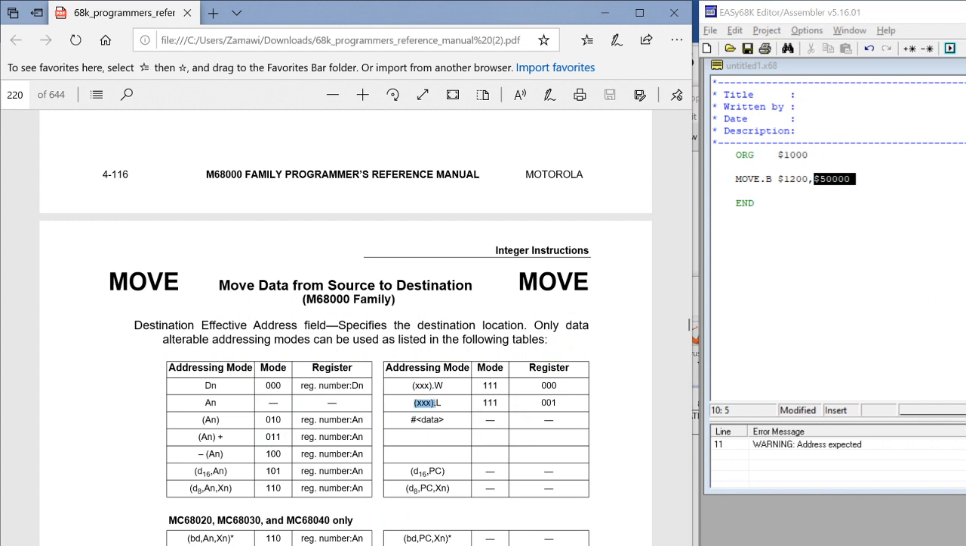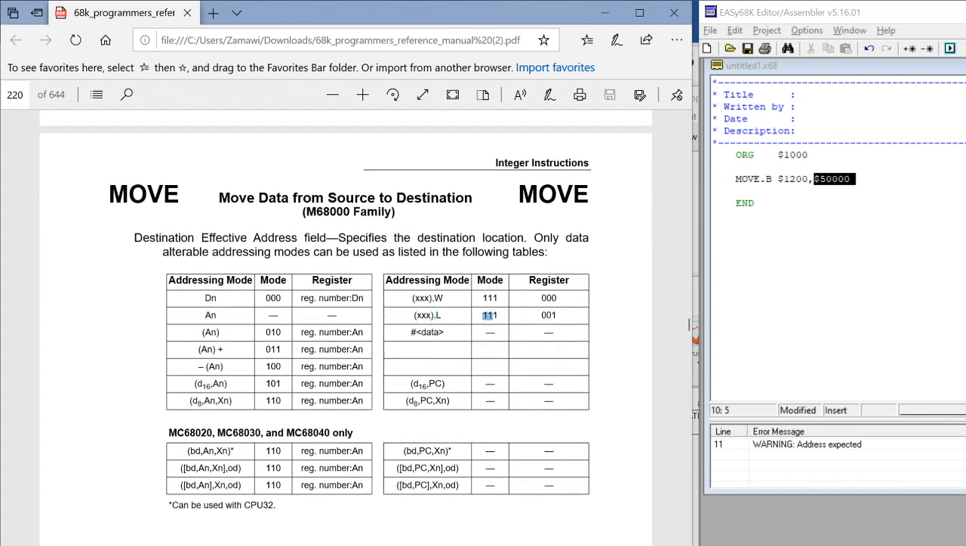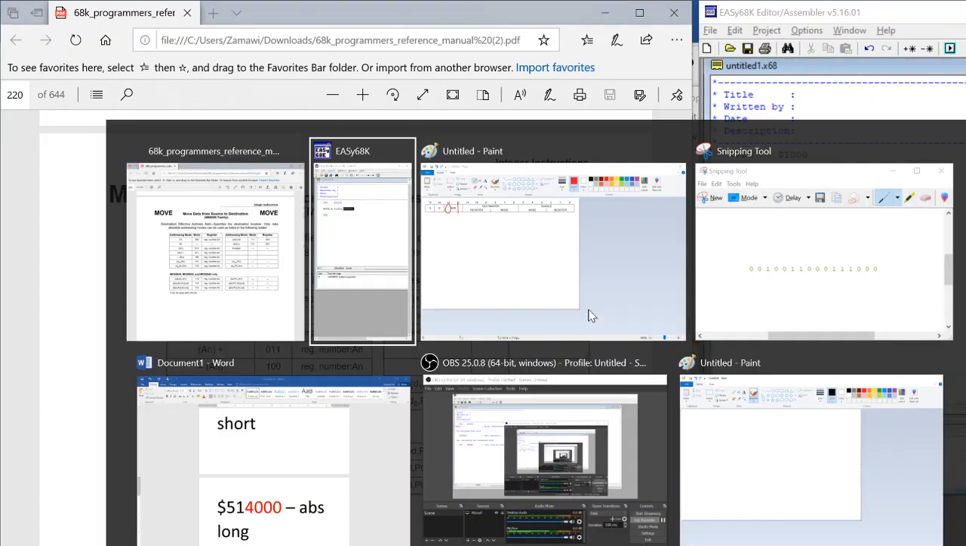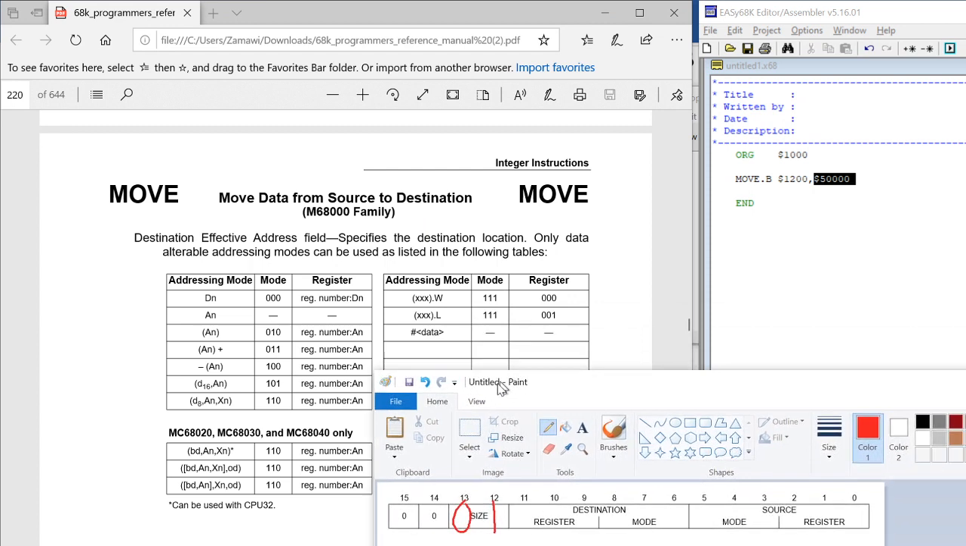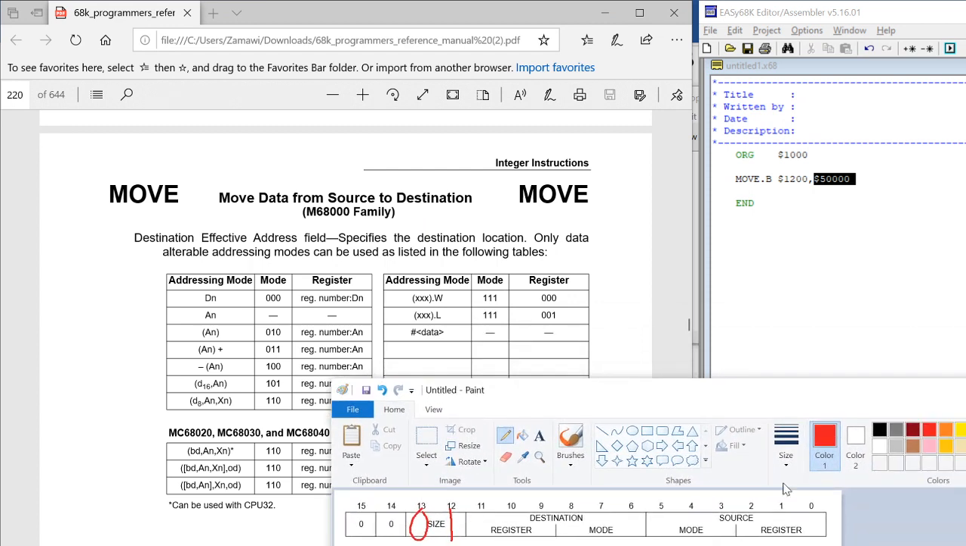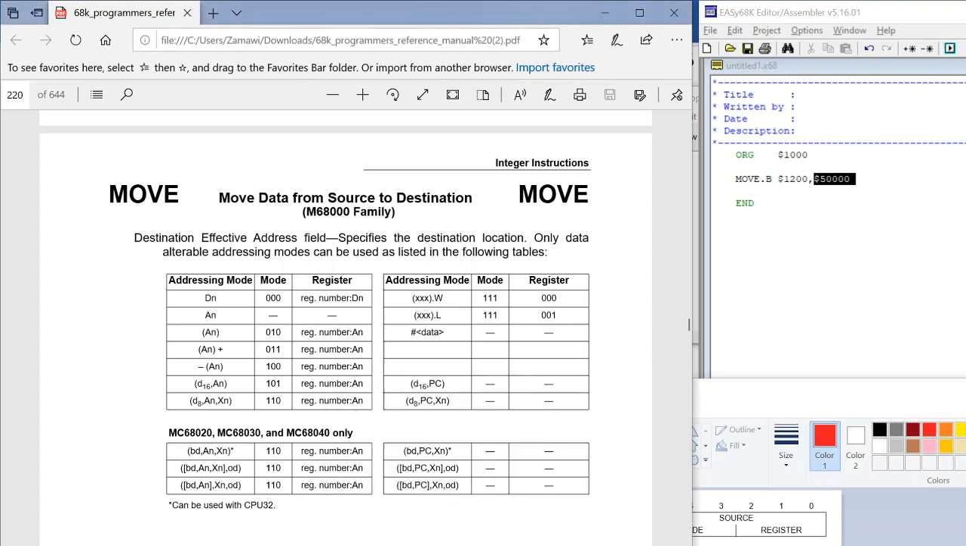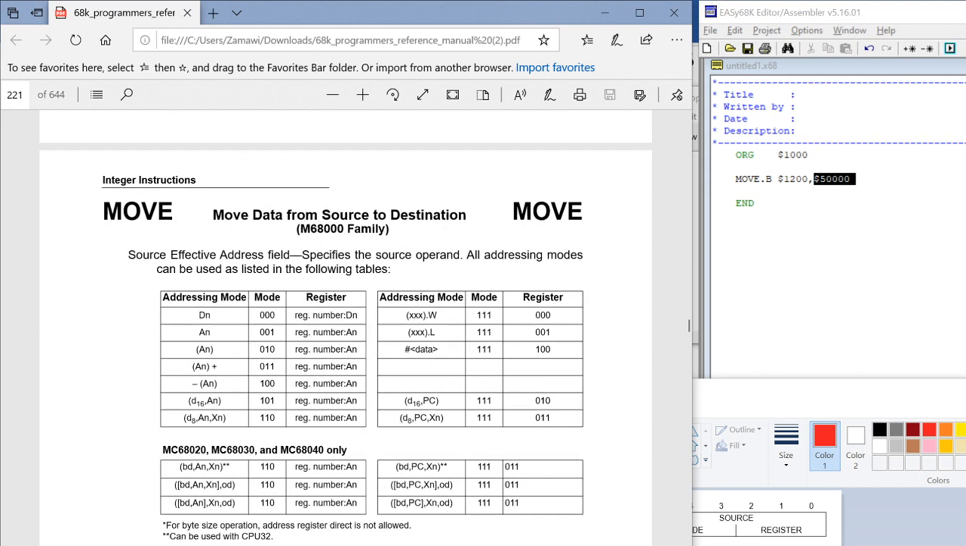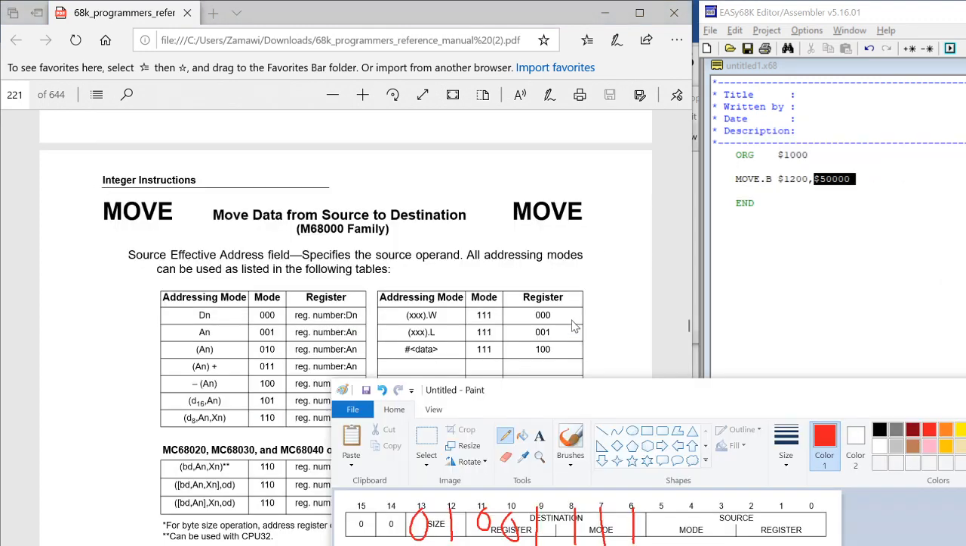So now .long, you have the mode 111 and 001 for the register. Okay, destination register is for this one, right? 001, and the mode will be 111. Same goes to the source. For the source, you have to refer to the source table. So this is back to the 4 digits directly, $ sign. So you are choosing the absolute short over here. The mode will be 111 and the register will be 000.